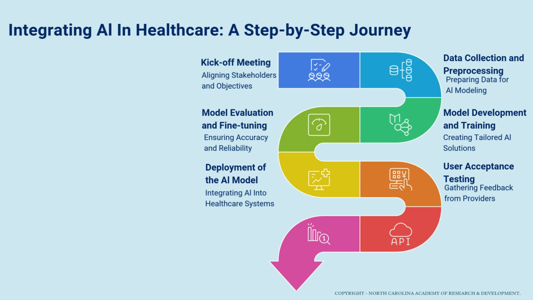Step 7. Monitoring performance. The job isn't done after launch. We track how the system is performing. Accuracy, speed, outcomes. AI is a living system. It learns, adapts, improves. Tip: create a feedback loop. Let your team report bugs or successes regularly.